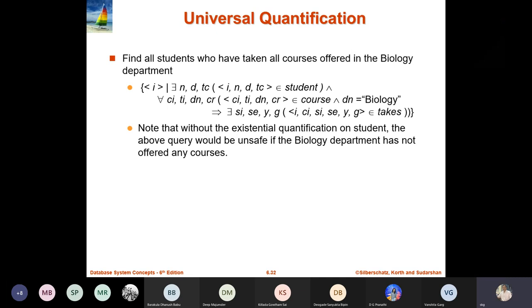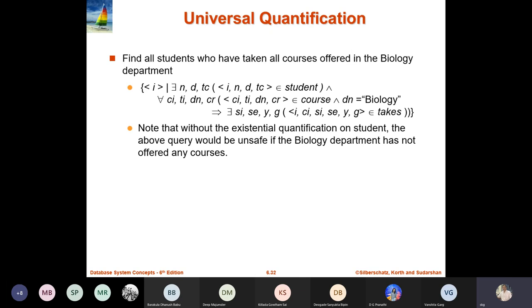So what we want as the output is the ID of the students who have taken all courses in the biology department. Here you see that the operator we are using is for all, right? So there is the universal quantification. Note that without the existential quantification on the student, the above query would be unsafe if the biology department has not offered any courses. If it has not offered any courses, then the query may become unsafe.